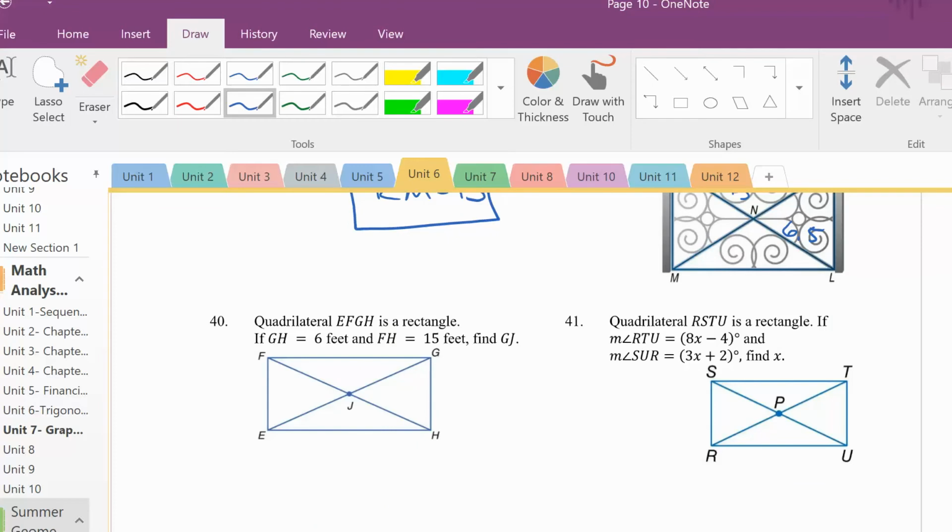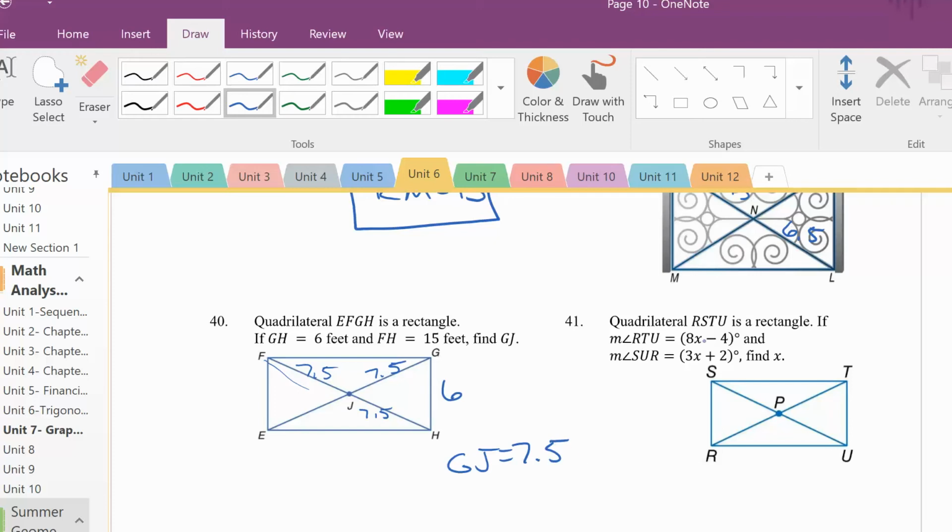So here, quadrilateral EFGH is a rectangle. If GH is 6, FH is 15 feet, find GJ. Well, if FH is 15, that means when you divide it in half, you get 7.5 and 7.5. So that means GJ is also 7.5.